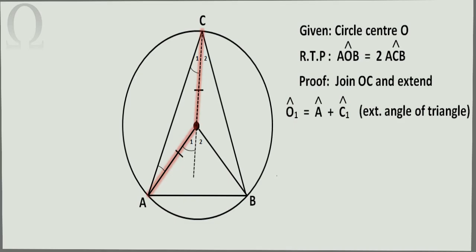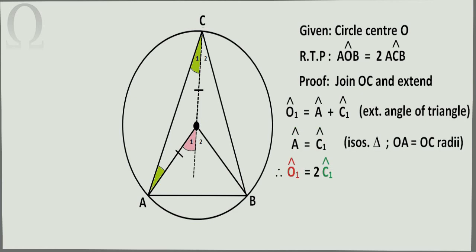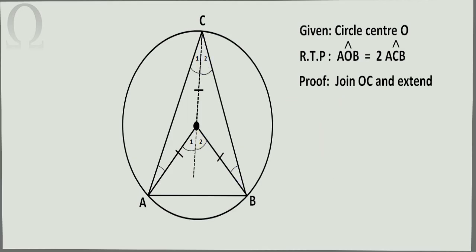OC and OA are radii of the circle, thus they are equal, so we can mark this information on the diagram. Since OC and OA are equal, this makes triangle OAC an isosceles triangle. Therefore, angle A equals angle C1. That means that angle O1 equals twice angle C1. Similarly, angle O2 equals twice angle C2. Therefore, angle O1 plus angle O2 equals twice angle C1 plus twice angle C2.